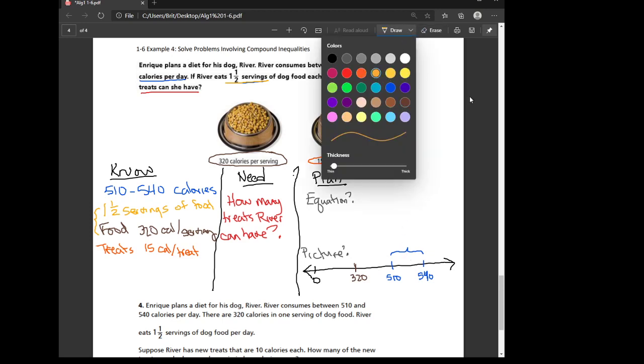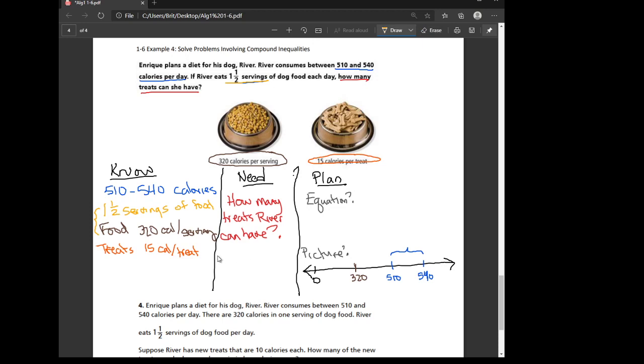So in our need, we now have a new need. How many calories is 1/2 serving of food? And we can get that pretty easy, right? All that you need to do is take the 320, that is 1 full serving, and divide it by 2. That's 160 calories.